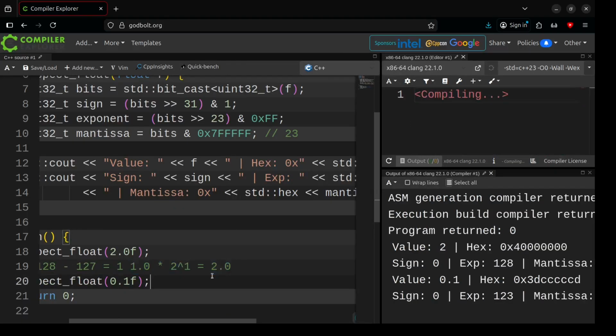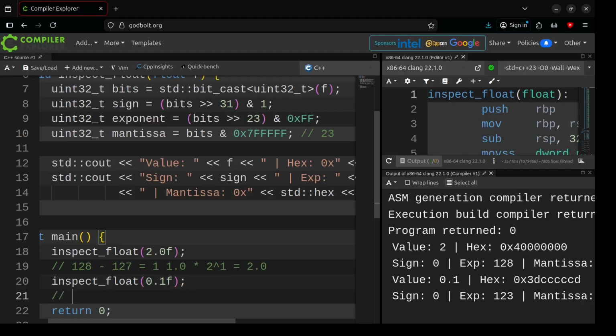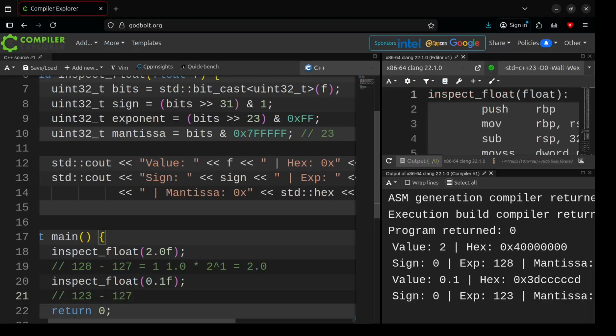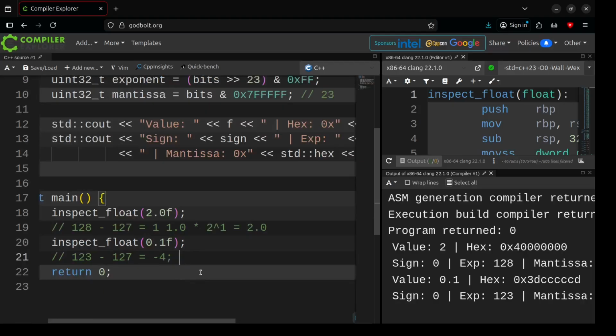For 0.1, we have a stored exponent of 123, so that is 123 minus 127, and that equals minus 4. So we're looking at something multiplied by 2 to the power of minus 4. The bias lets the CPU store both positive and negative exponents without using a separate sign bit.